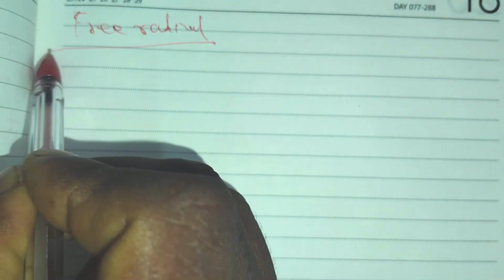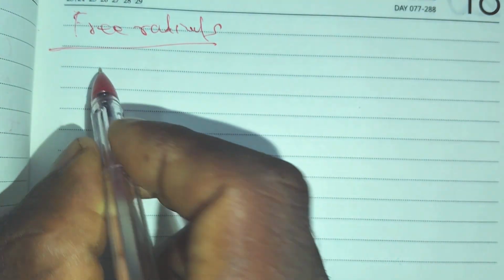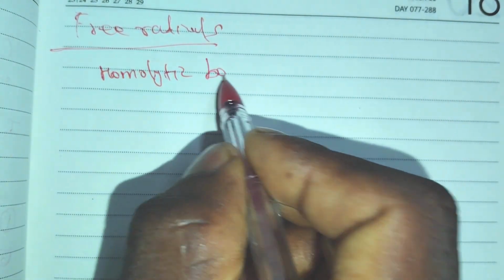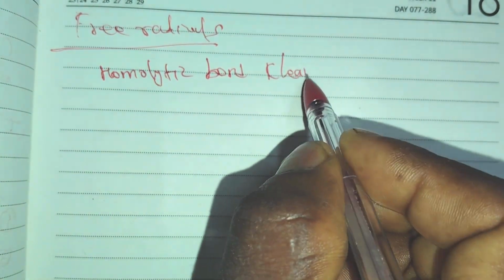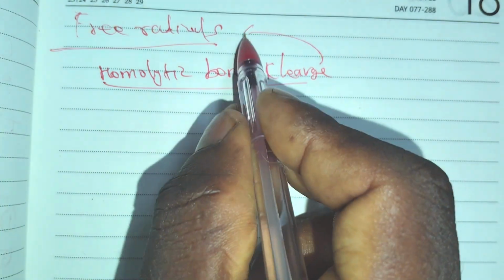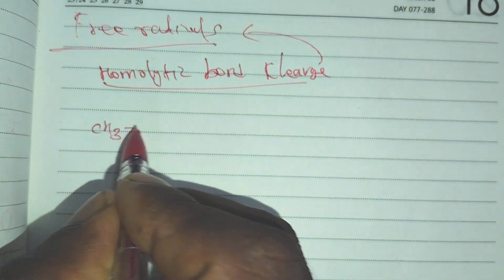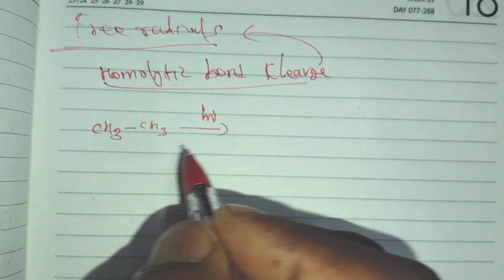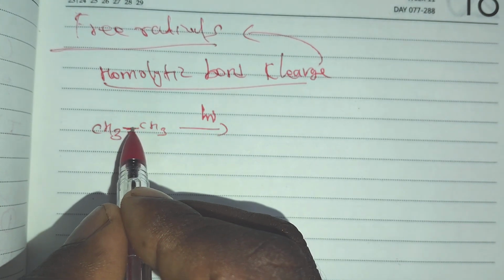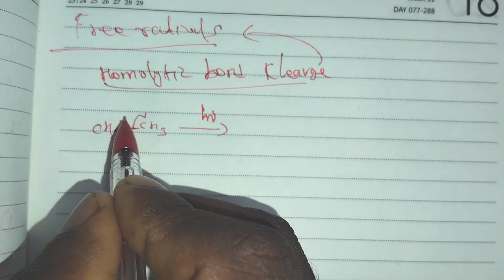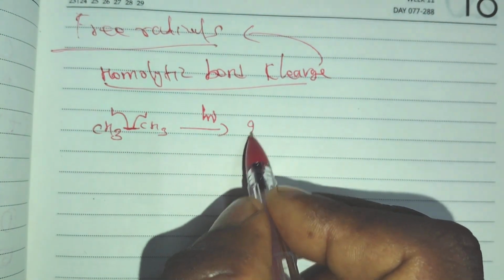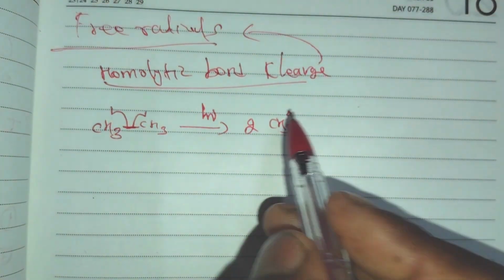Now free radicals. Free radicals are formed by homolytic bond cleavage, which gives the free radical intermediate. For example, ethane, in photochemical conditions, splits so that of the two bonding electrons, one goes to one methyl group and the remaining one goes to the other methyl group. So we get two CH3 dots. This is the methyl free radical.